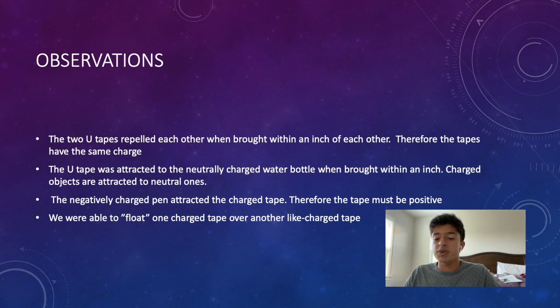The third experiment we were tasked with doing involved charging a pen negatively by rubbing it in our hair, and this tape was attracted to the pen, so therefore the tape we learned was positively charged because it was attracted to the negatively charged pen.